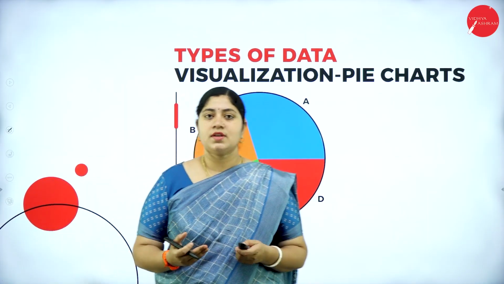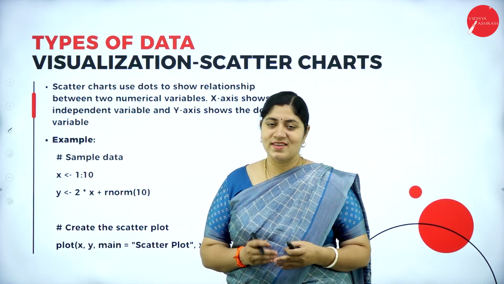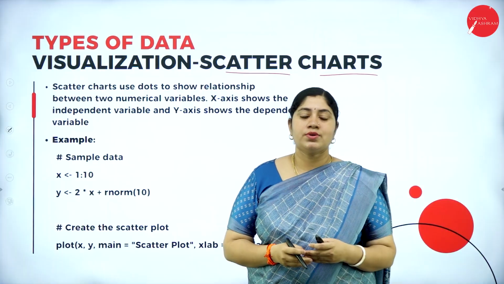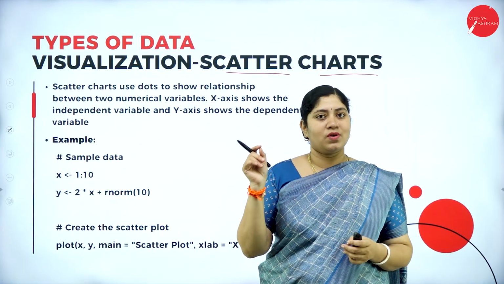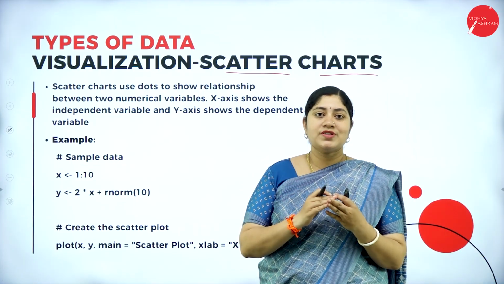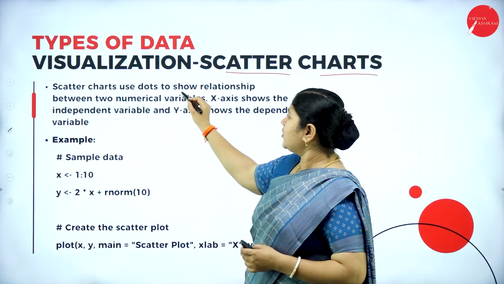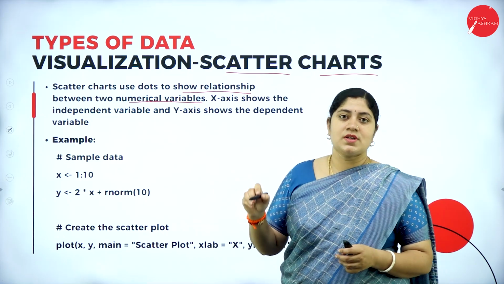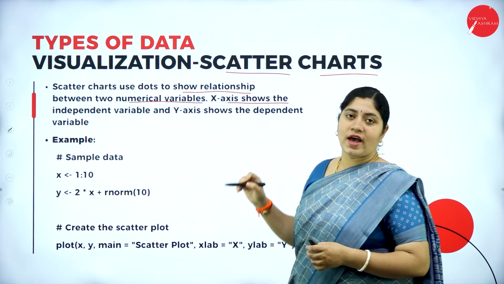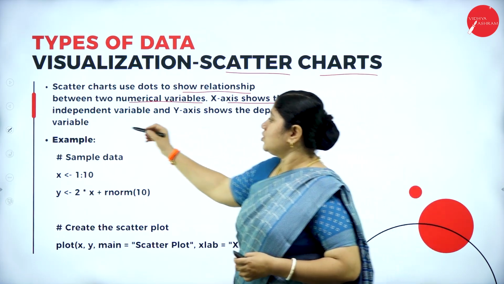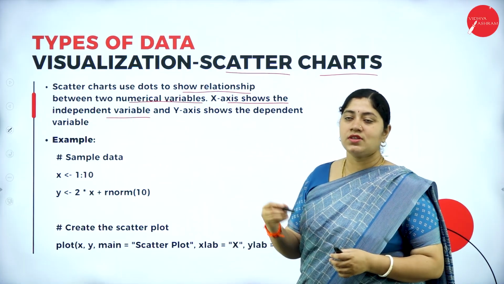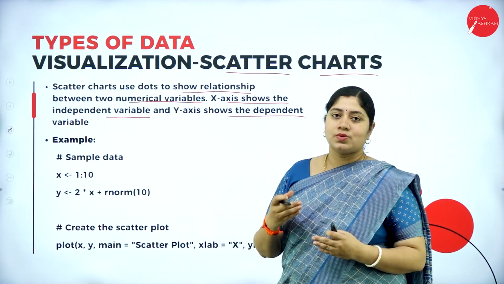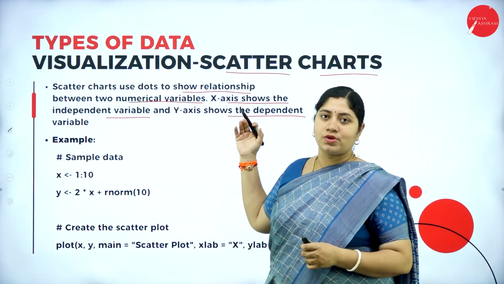statistics. Now let's see the next type of data visualization technique, that's a scatter plot or a scatter chart. Over here we'll be using small dots in order to represent the relation between the values. It shows the relationship between two numerical variables. It has an x-axis to show the independent variable, and it uses the y-axis to show the dependent variable. So that's where the scatter plot goes.